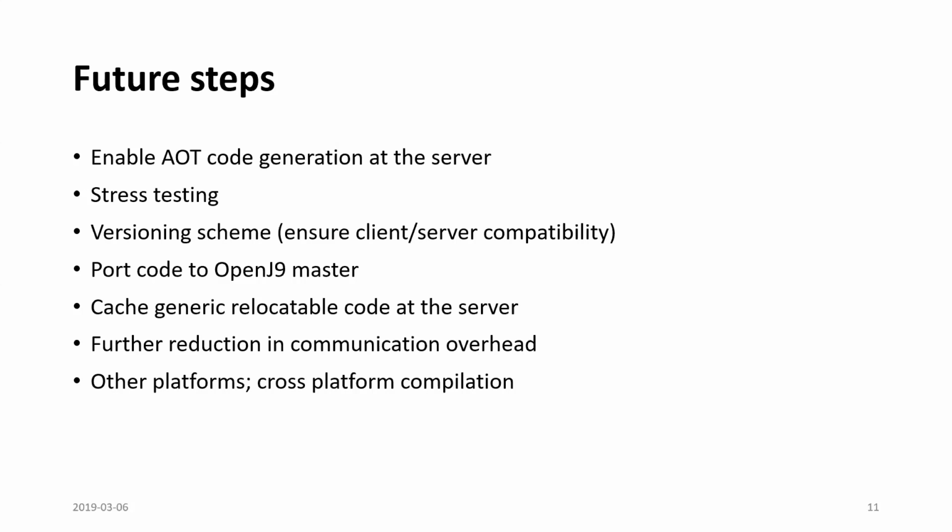We also plan to do more stress testing, basically see what happens when the server gets killed and then gets resurrected again. We want to implement a versioning scheme, make sure that the client is allowed to connect only to a compatible server. I've already mentioned the next point. We want to port this code to OpenJ9 master, store AOT code at the server, and more work is needed to reduce the communication overhead, especially when encryption is enabled.